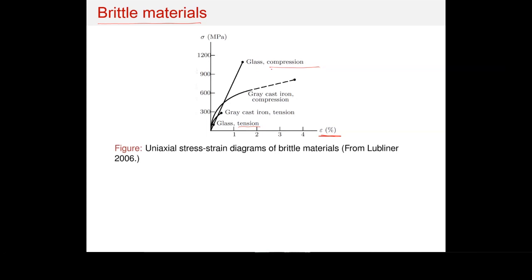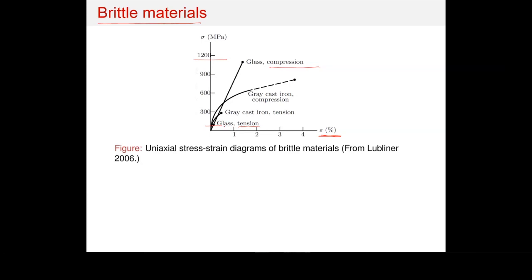If we're talking about glass in compression, this is for a specific type of glass. There will be other types of glass, but for this type, we're talking about 1,200 megapascal, and this is comparable to steel. So glass can be quite strong in compression, but once you get into tension, you'll see that this is much, much smaller. So it will break very quickly if we're talking about design using glass.